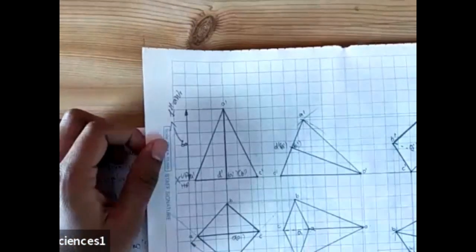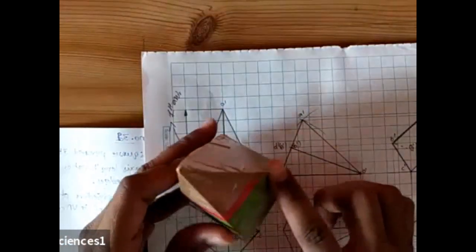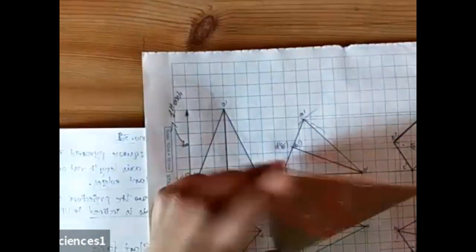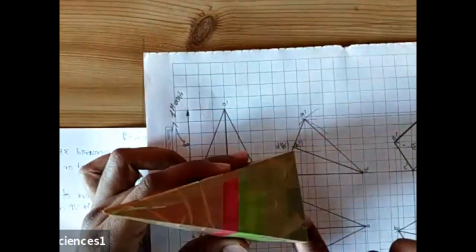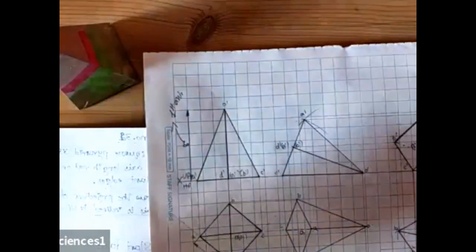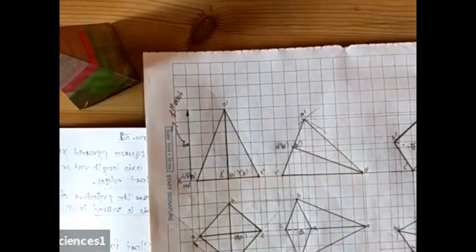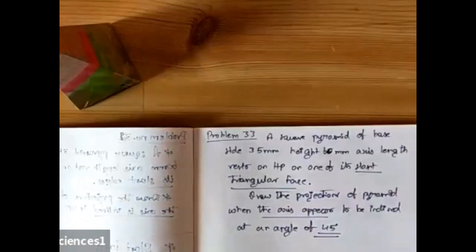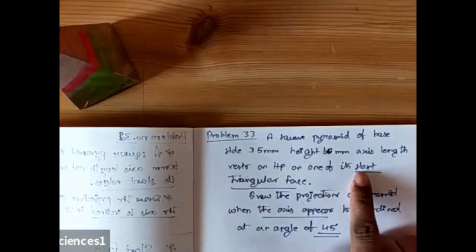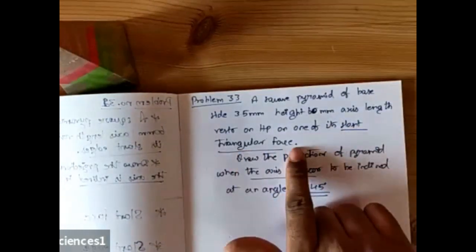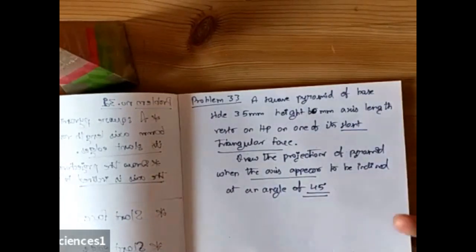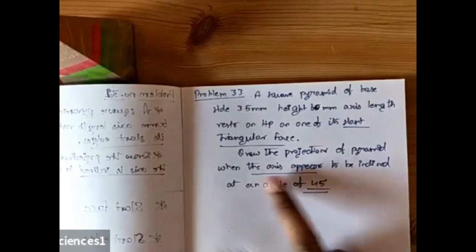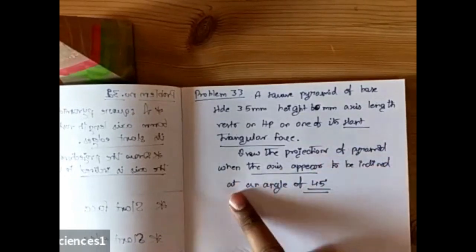In the previous problem, it was resting on HP with one of the slant edges. Now you have to rest this pyramid on HP with one of the slant triangular faces. That means which resting should it be, edge resting or corner resting? It should be edge resting. In this problem it is not stated whether it is edge resting or corner resting. Based on the slant triangular face or slant edge, you should decide whether it should be edge resting or corner resting.